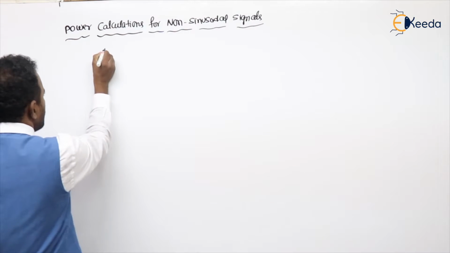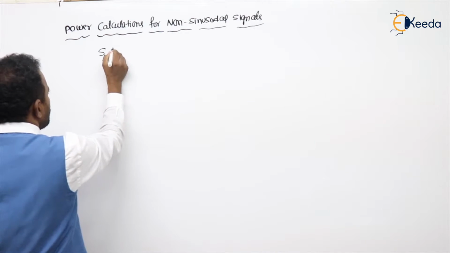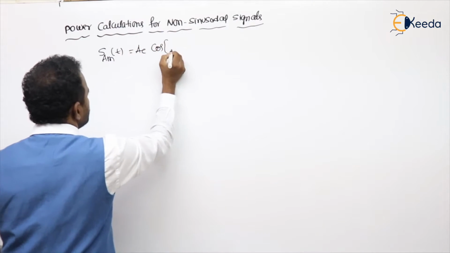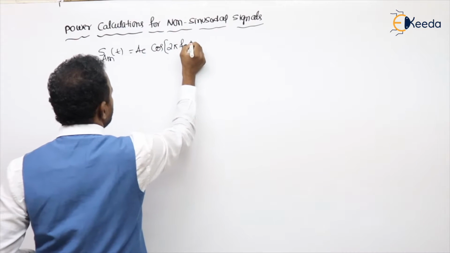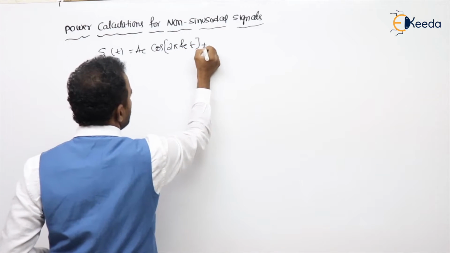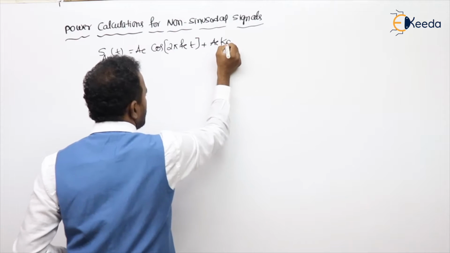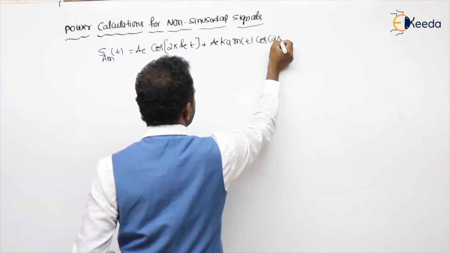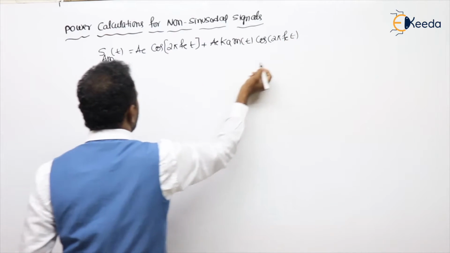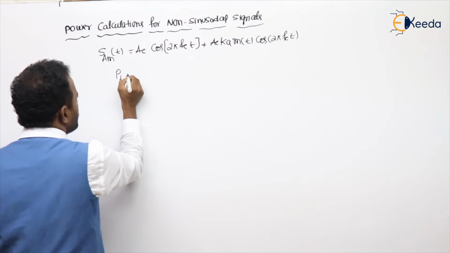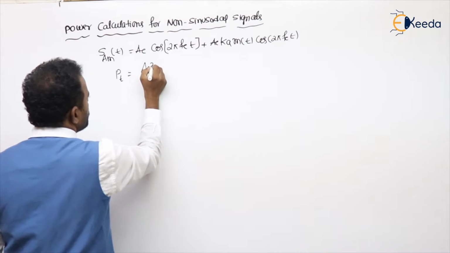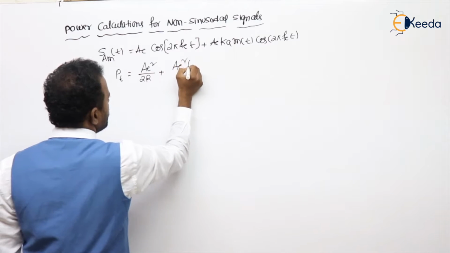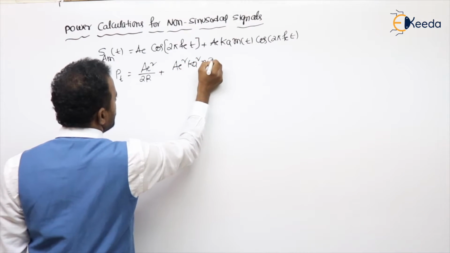What is the general expression of AM? The general expression of AM is Ac cos 2 pi fc t plus Ac Ka m of t cos 2 pi fc t. What is the power? Total power is nothing but carrier power, of course, Ac square by 2R, the RMS value whole square. Here also the same, RMS value whole square.